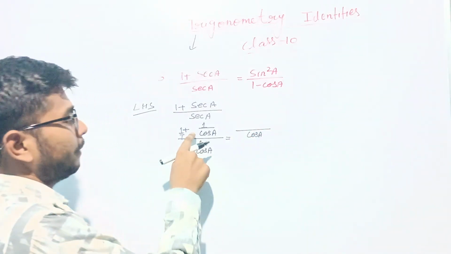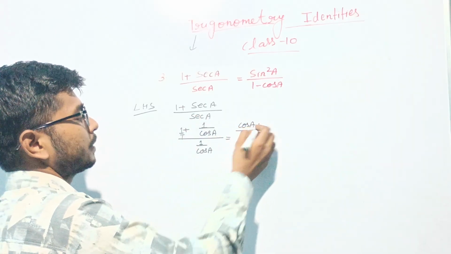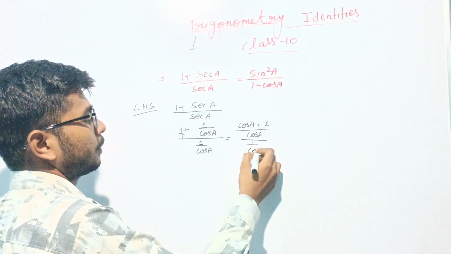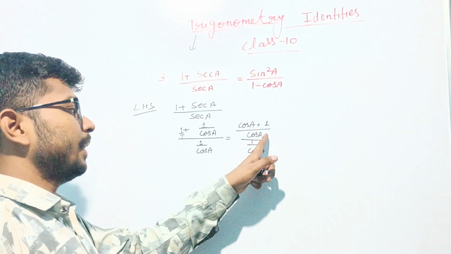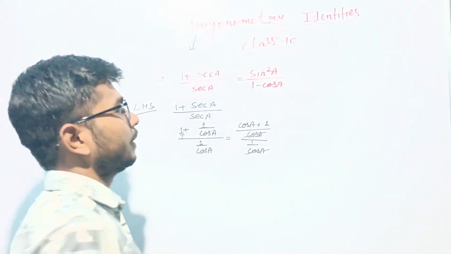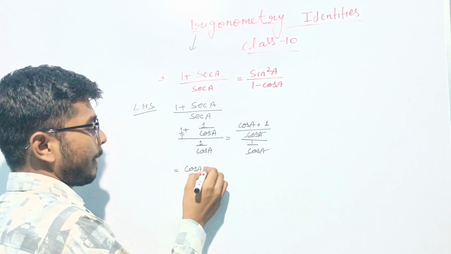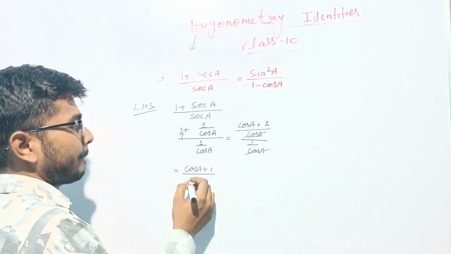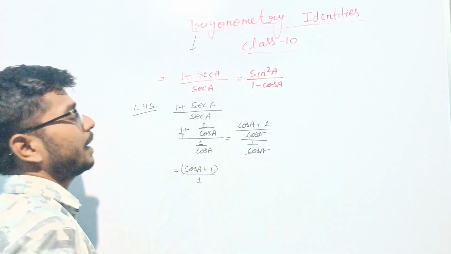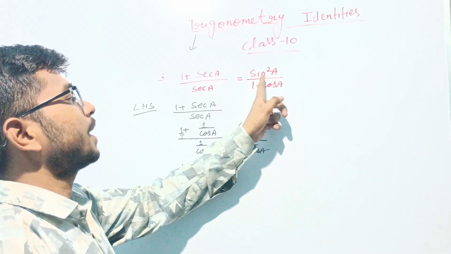So directly we can multiply here. Cos a into 1 will be cos only, plus 1 into 1 will be 1 only, upon 1 upon cos a. The second term and fourth term we can cut. So finally we get cos a plus 1 upon 1, as in the denominator there is only 1. But it is not our answer. Our answer is 1 minus cos a, and in the numerator there is sin square a.